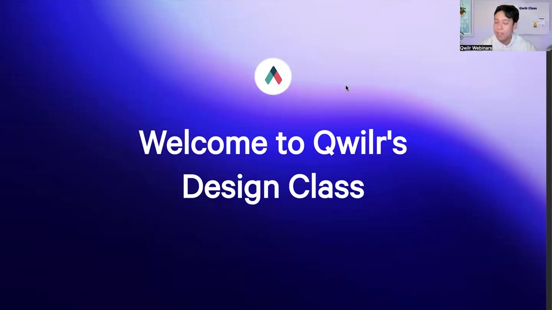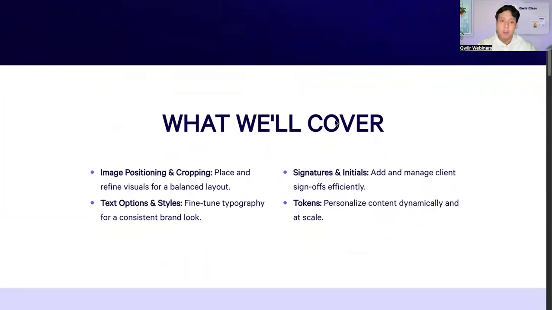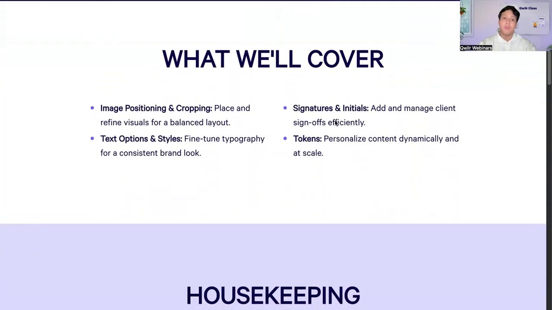Today we will cover Qwilr's new features. These include image positioning and cropping, where we can easily place and refine visuals for a more balanced layout. Text options and style, where we can customize typography to stay on brand and consistent. Signatures and initials, to add and manage client sign-offs efficiently. And tokens, where we can dynamically personalize content at scale.